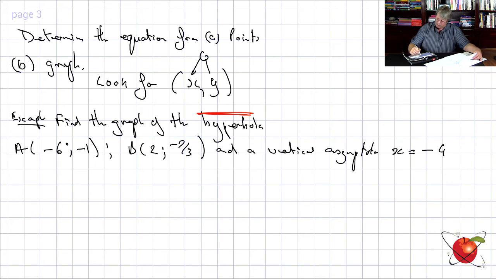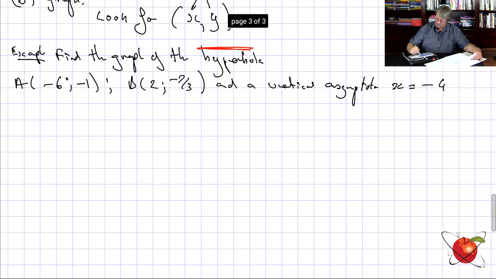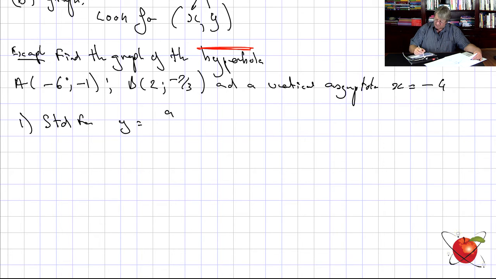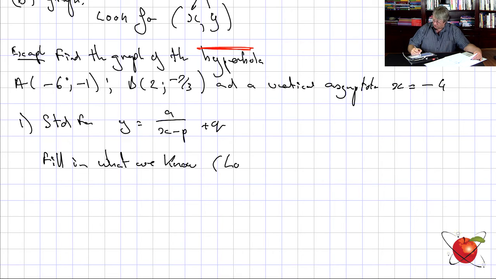Okay, step 1. What's the step 1 that we always do? Standard form. Y equals a over x minus p, plus q. Fill in what we know. Look at the graph. If they give you a graph, look at the graph. They might give you an x equals something, a y equals, they'll give points.